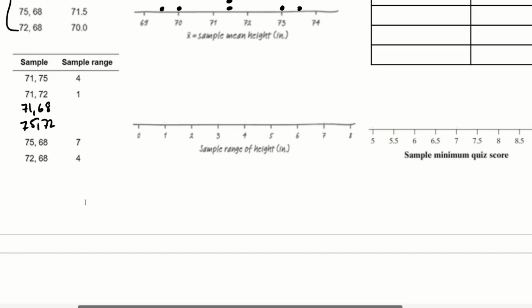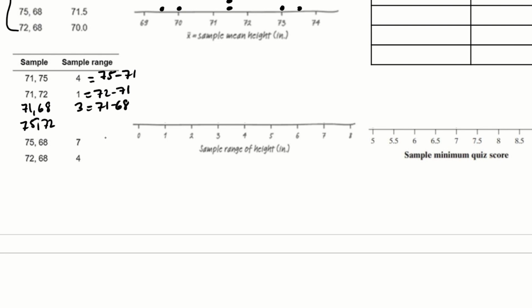So the range is when you subtract the largest minus the smallest, okay? The way we got this is 75 minus 71, right? The way we got this is 72 minus 71. All right, so we got 71 minus 68, that's 3. That's how we got that. And then 75 minus 72, again, that's 3. Okay, so those are my sample ranges.